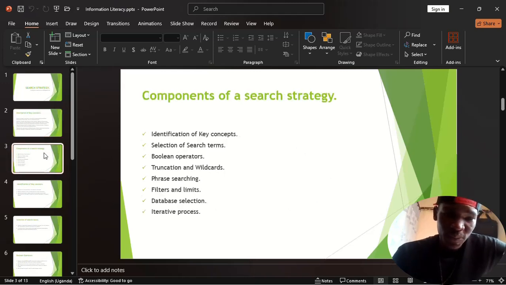In this video, let me start with this. We went through the components of a search strategy. We saw the identification of key concepts, the selection of search terms, the Boolean operators, the truncation and wildcards, phrase searching, filters and limits, database selection, and the iterative process. Those are the components of a search strategy.